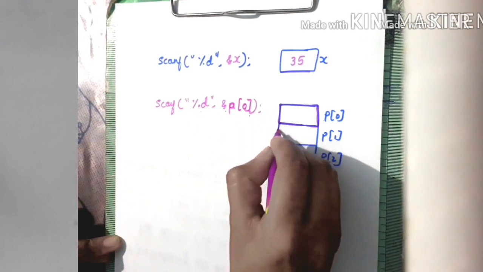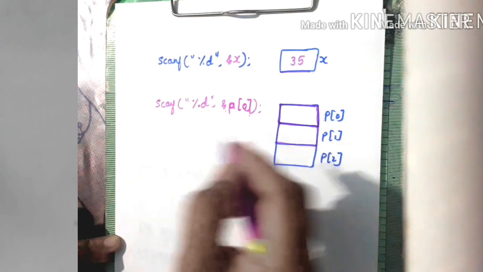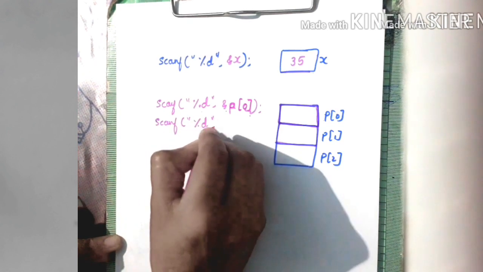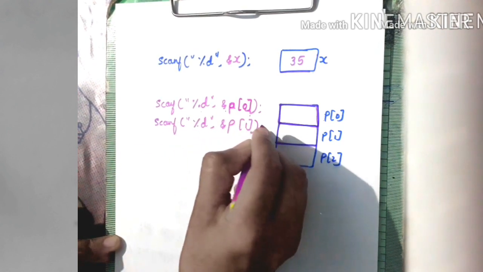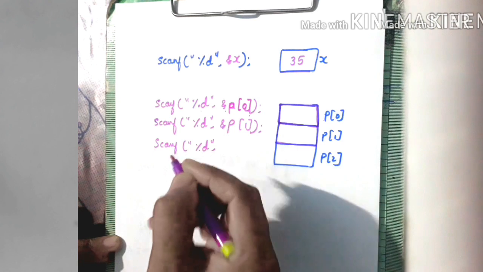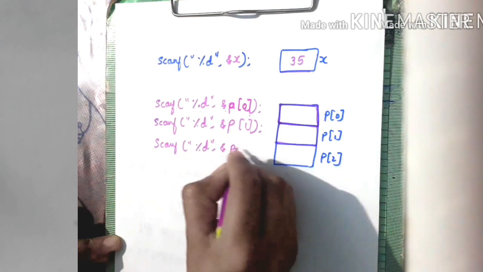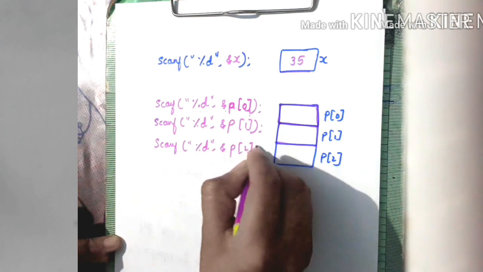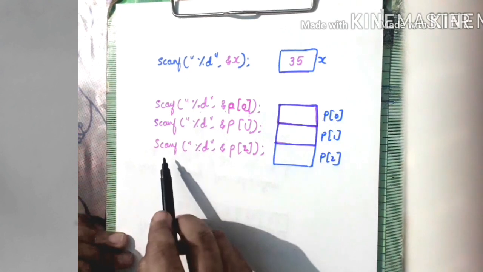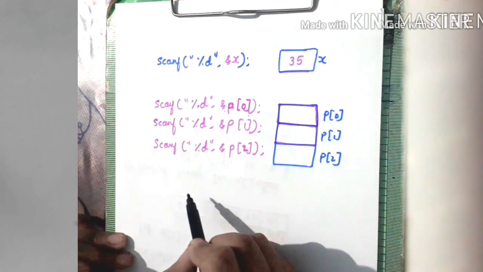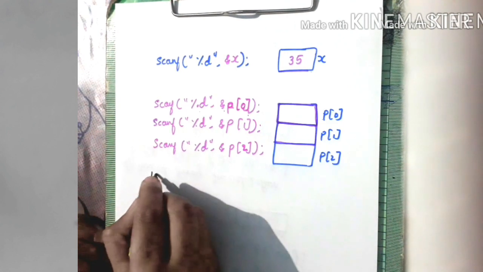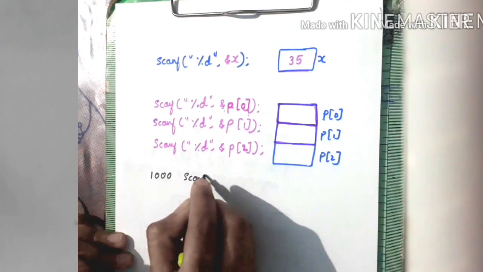In the same way, to input the data to the next memory location P of 1, we write scanf %d ampersand P of 1. To input the data to the next element of the array, we write scanf %d ampersand P of 2. To input 3 elements to the array, we have written 3 scanf statements. In case I want to input 1000 elements to the array, we need to write 1000 scanf statements.